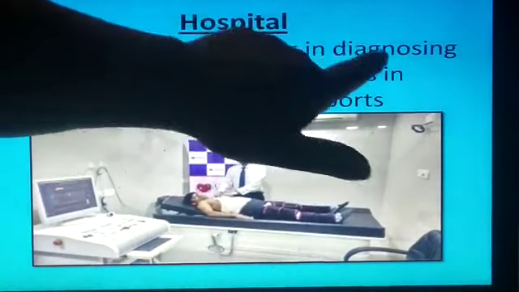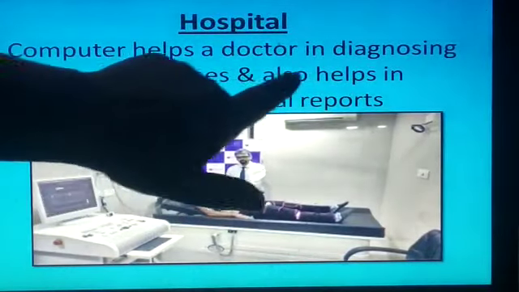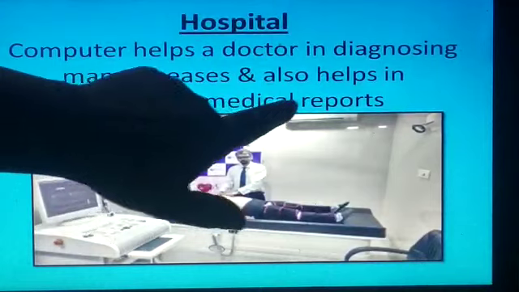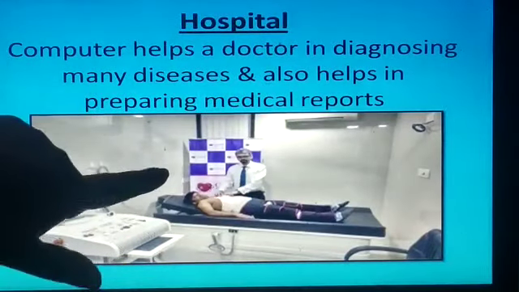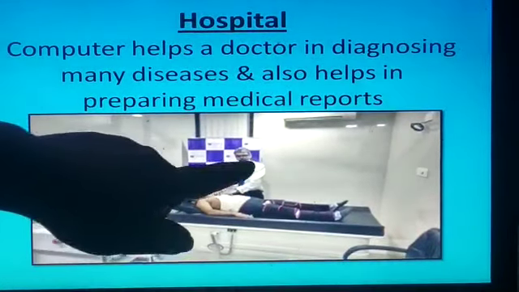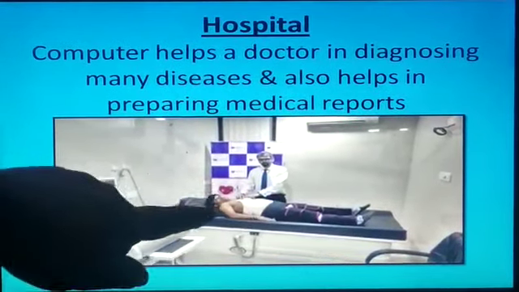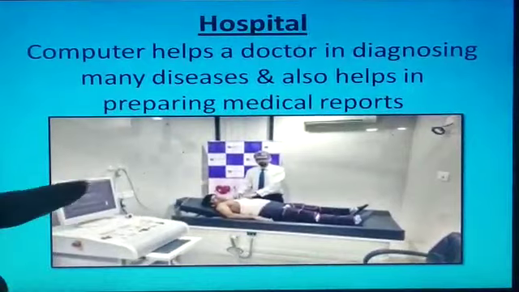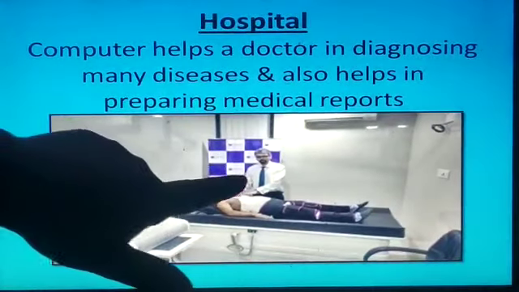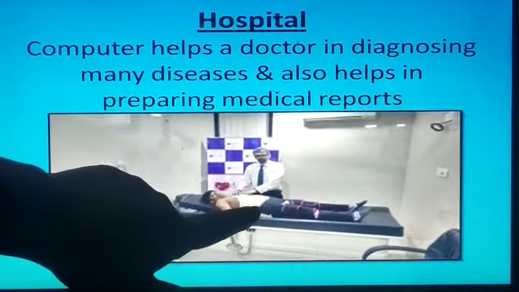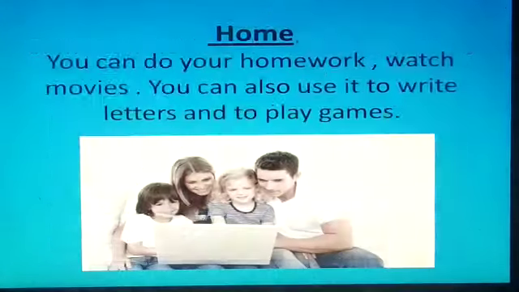Computer helps a doctor in diagnosing many diseases and also helps in preparing medical reports. Here you can see a picture of a hospital in which a doctor is treating a patient and trying to diagnose the disease through the computer. He can also prepare the medical report of the patient through the computer.